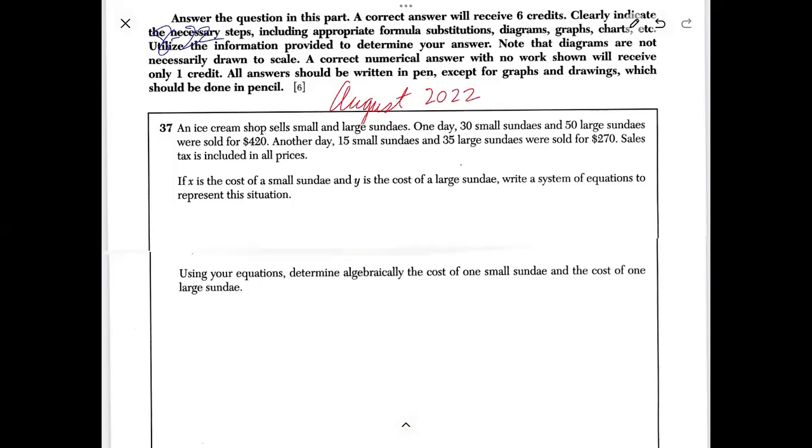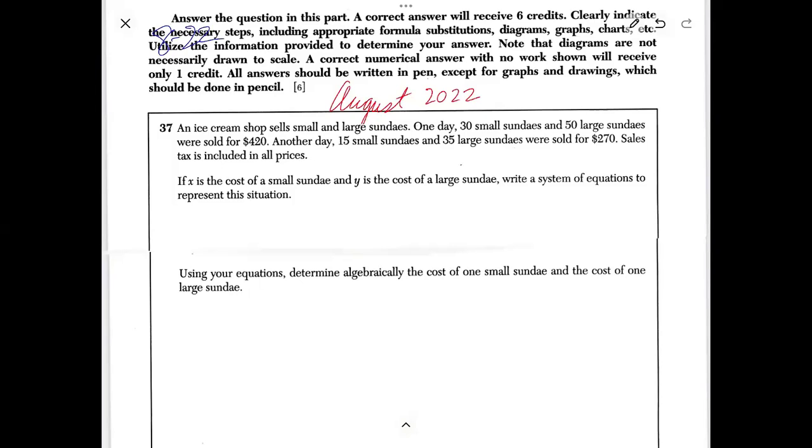Same process. Try this on your own first, and then watch the video and see how closely you come up with the equations, and also if you solve it correctly. Right. First thing, let's read it. So it says ice cream shop sells small and large sundaes.